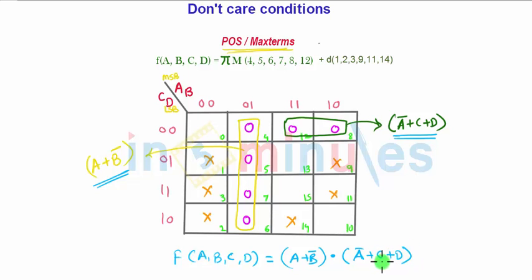Now earlier also I have mentioned one thing, that if you are not comfortable with POS form or SOP form, or whichever form you are comfortable with, you can convert any form into another form. Means POS can be easily converted to SOP, and SOP can be easily converted to POS. Means what? If I want to convert this POS form into SOP form, then simply what I will do, I'll put the don't care condition as it is, because they are don't care. They can take value 1 or 0, both.